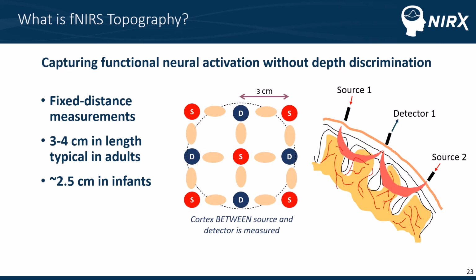And that's done because of the different skull thicknesses of infants versus adults, and therefore in order to image the same depth of cortex, you need to account for that in the changing of the head size with the changing of the source and detector distance. Okay, topography is the most popular form of fNIRS imaging, so it's the most commonly done.